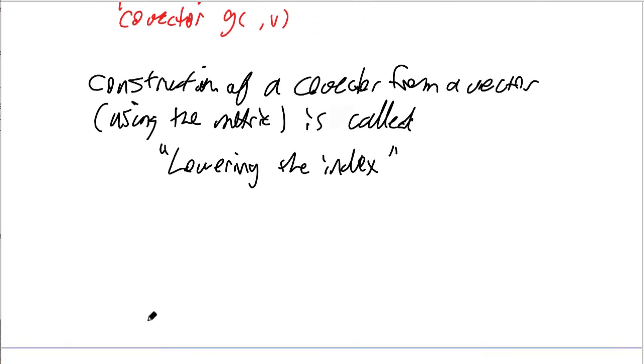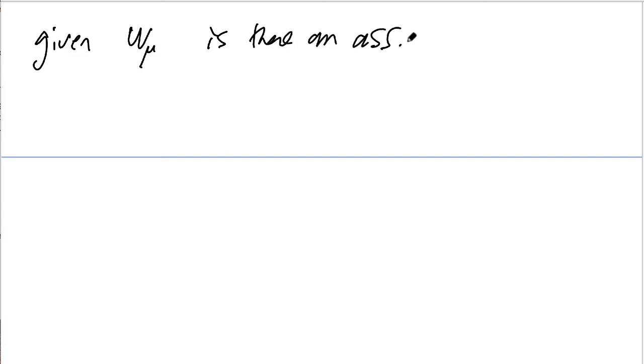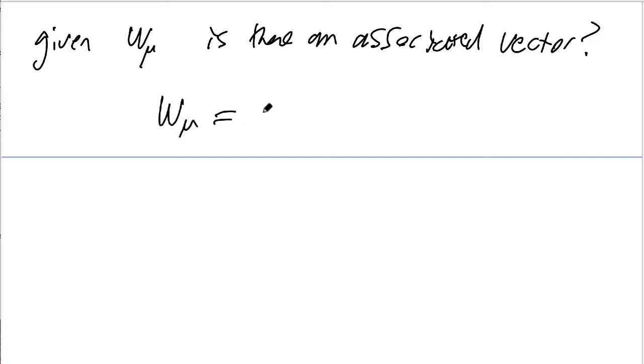Now let's turn this construction around. So given a covector, say W with components W sub mu, is there an associated vector? So what we're asking is, given W subscript mu, can we solve this equation for W superscript mu, which would be the components of the associated vector? All right, and the answer is yes. We just need to invert this G mu nu and multiply by the inverse.